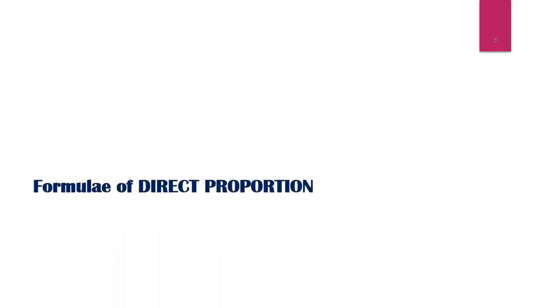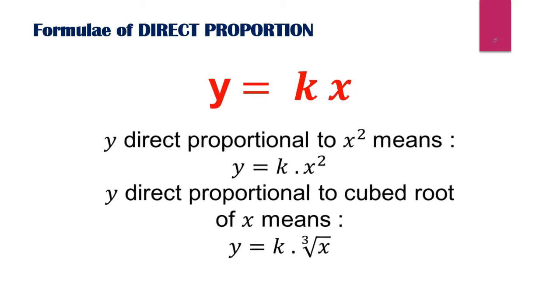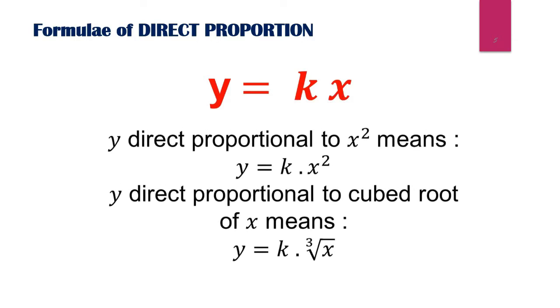So what is the formula of direct proportion? Express the equation of direct proportion as y equals kx, where k is constant. For example, y directly proportional to x squared means y equals k times x squared. Y directly proportional to cube root of x means y equals k times cube root of x. So very clear.